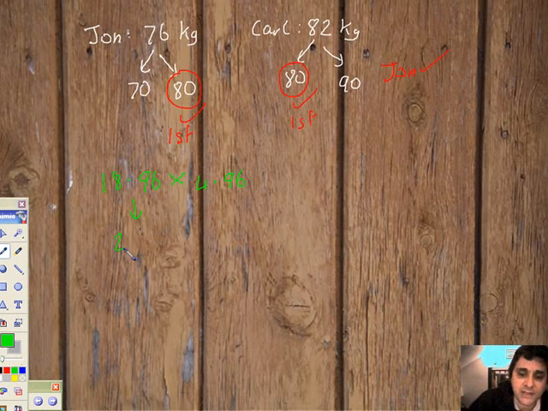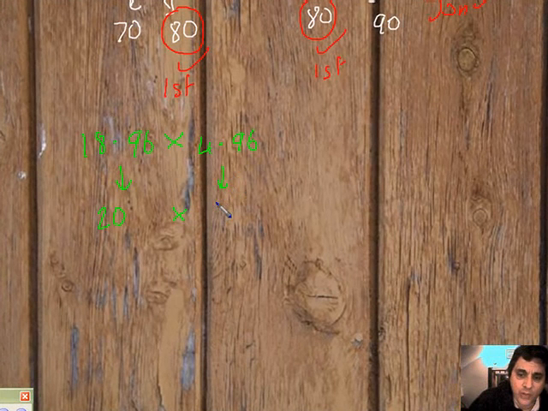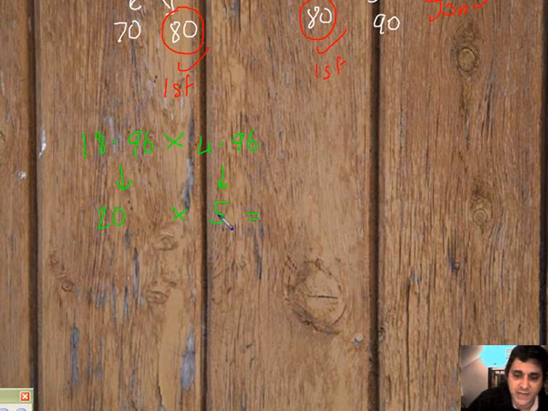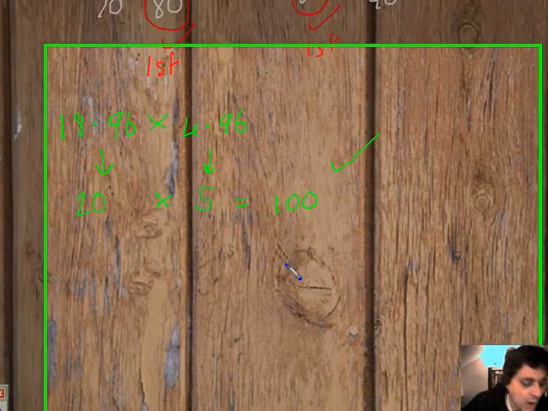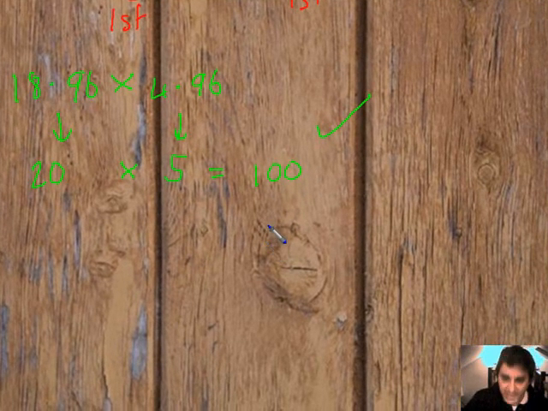So we're going to call that 20 because it's nearer to 20 than 10, and we're going to call that 5 because it's nearer to 5 than 4. Now if we work this out, 20 times 5 is 100, and obviously we know that, so that's correct. And the question is, is your answer an overestimate or an underestimate? And also we have to explain that.